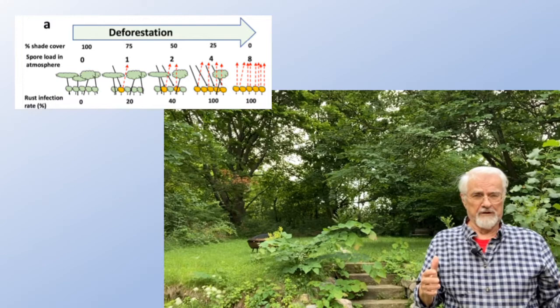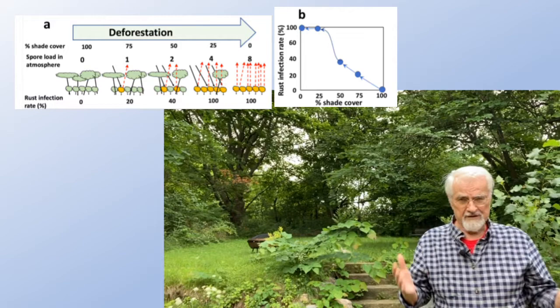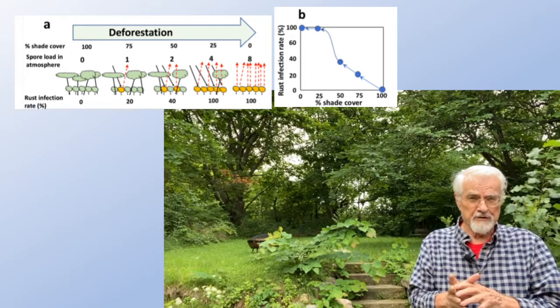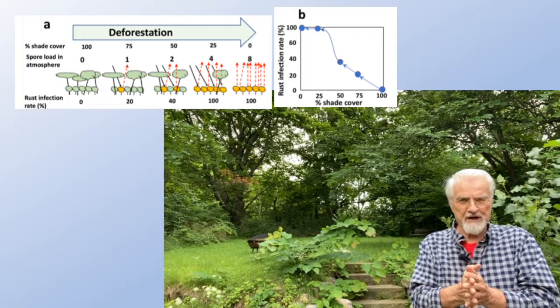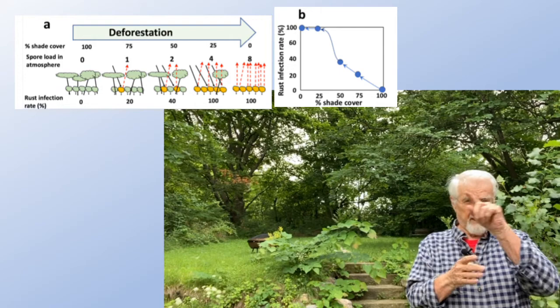Here is a graph. This graph basically shows the same data as you go from 0% shade cover to 100% shade cover. It's going in the opposite direction from the cartoon, but as you go from no shade cover to 100% shade cover, your rust infection goes from 100% down to 0% with the pattern that you see here.